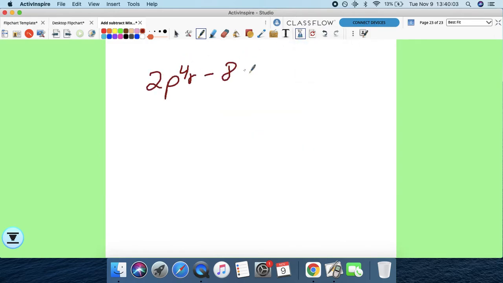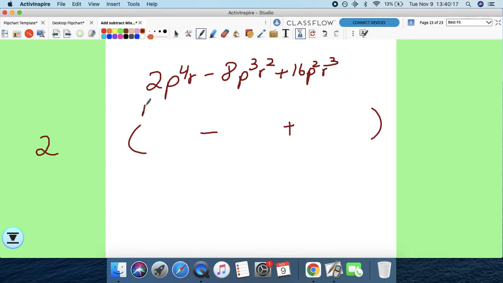2p^4r minus 8p^3r^2 plus 16p^2r^3. Alright. What do they share? What's the greatest common factor? It's 2. There's 4 p's here, 1 r, 3 p's, 2 r's, 2 p's, 3 r's.